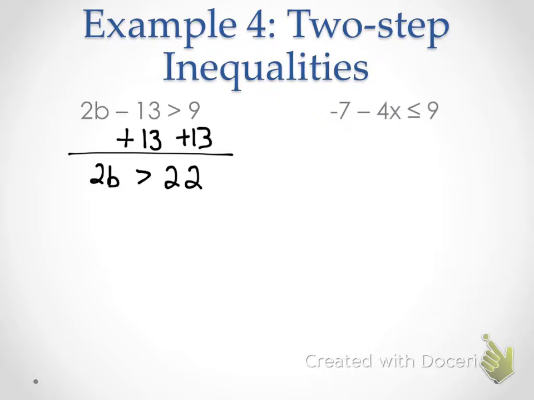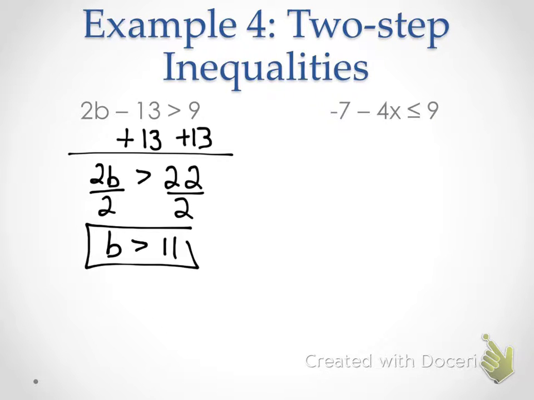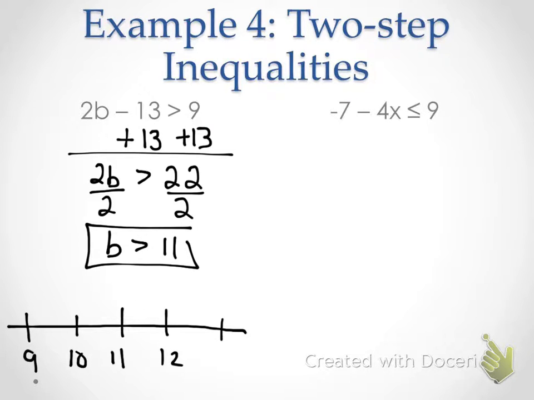22. Very good. Okay, so now 2b is greater than 22. And Zach, how would I solve for b? You have to divide by 2. Very good. Divide both sides by 2. B is greater than 11. And now graph your solution. All right, 11 goes in the middle. Open or closed dot? Open. Arrow going right or left?